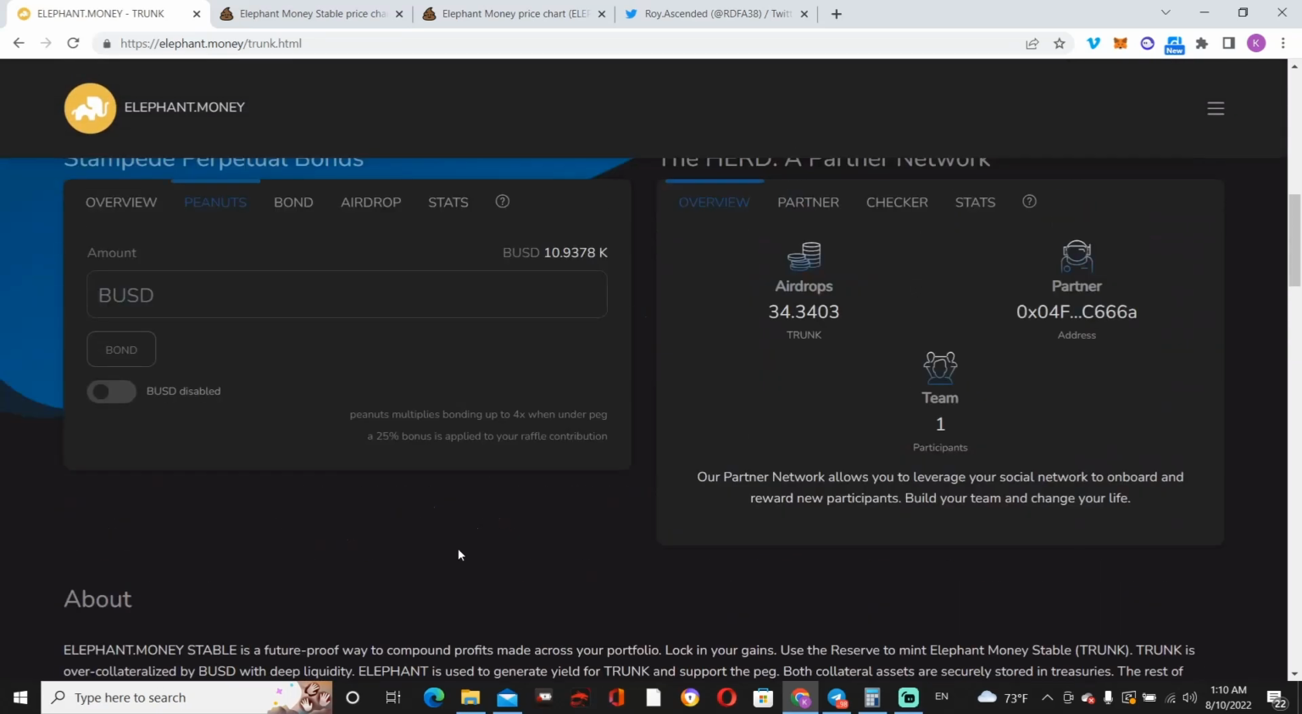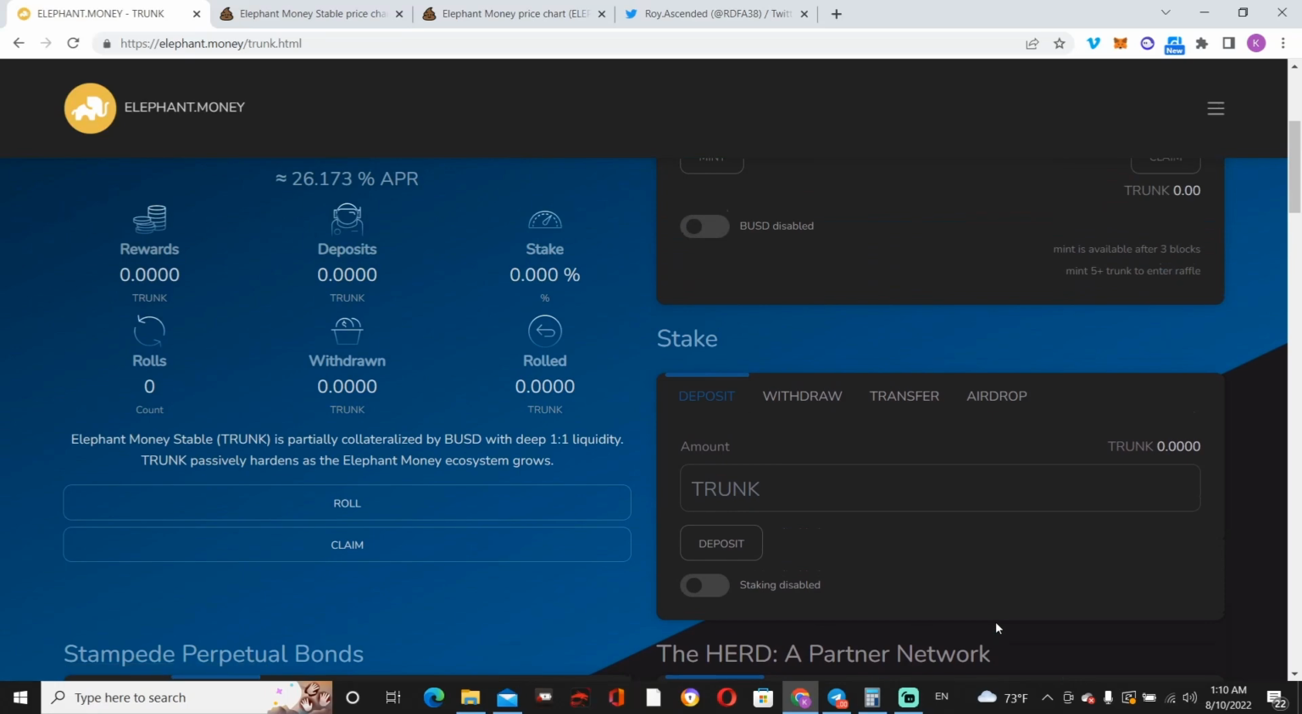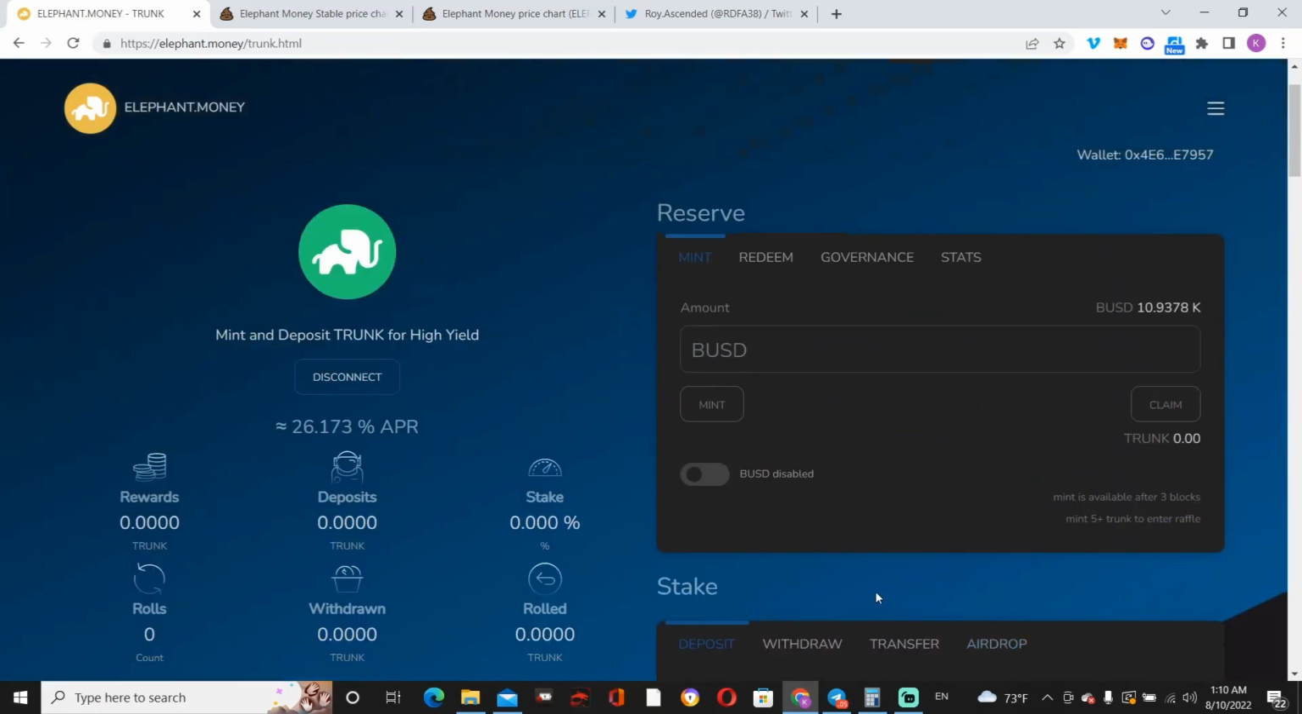One more thing I want to mention is that whenever you do use peanuts, you're gonna get a 25% bonus that will be contributed to your raffle, because you're essentially buying Trunk, which makes you eligible to enter the raffle. When using peanuts, that's 25% extra. So with peanuts, we are boosting our BUSD treasury and eventually making it better overall.